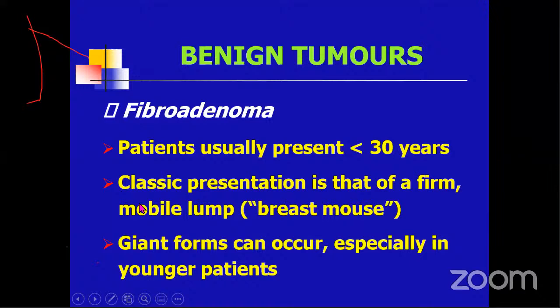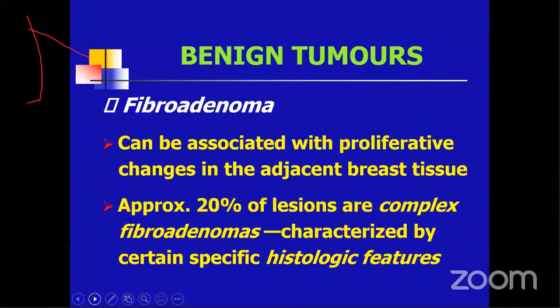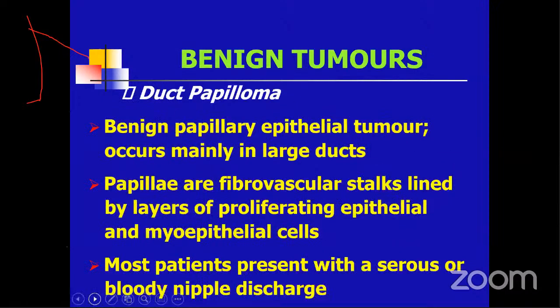Okay, so it presents in women less than 30 years old, and the classic presentation is that of a firm lump, and giant forms can occur especially in younger patients. It could concur with proliferative changes in the adjacent breast tissue. Approximately 20% would be complex fibroadenoma, and this would be characterized by certain special histologic features.